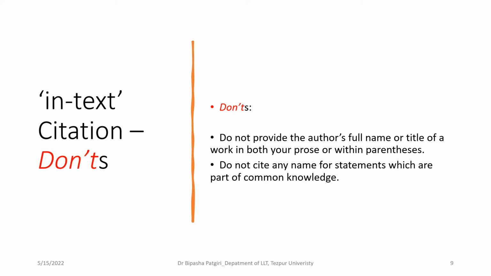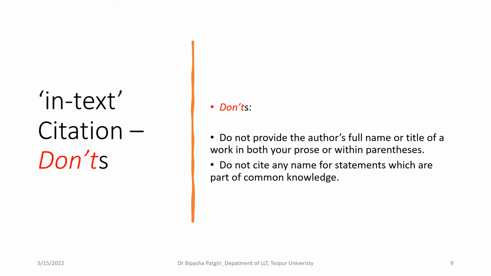The don'ts of in-text citation are: do not provide the author's full name or title of a work in both your prose and within parentheses. So in narration and parentheses, in both cases, do not write the entire name. Like, Ferdinand de Saussure said this. No, not that. Saussure in 1965 said this. Right? Not the full name. Noam Chomsky, no. Chomsky, yes.